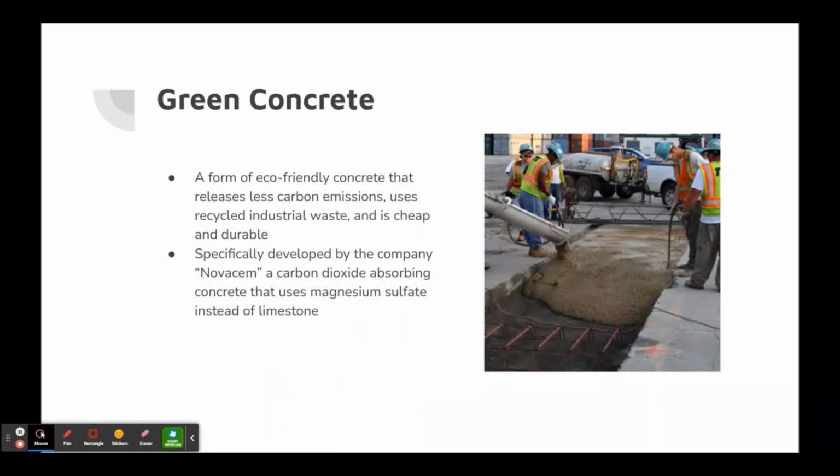Green concrete is a form of eco-friendly concrete that releases less carbon emissions, uses recycled industrial waste, and is cheap and durable. It is specifically developed by the company Novacem, a carbon dioxide absorbing concrete that uses magnesium sulfate instead of limestone.